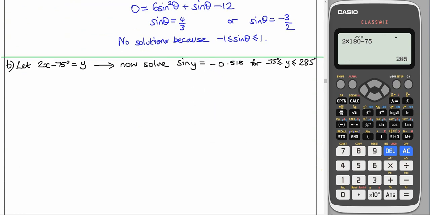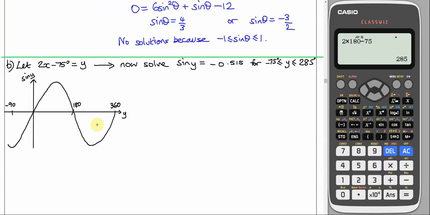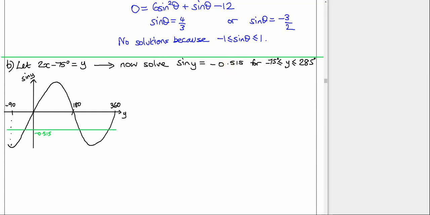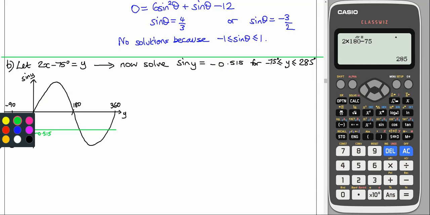Quick sketch of the sine graph. There it is, just a rough sketch. I've drawn a bit more than I need. I've gone back to minus 90, so this minimum point here is minus 90. I've gone all the way up to 360, although I don't actually need to. So now minus 0.515, going to put that on my graph. There it is on my graph.